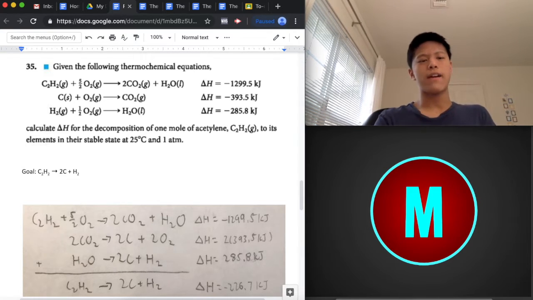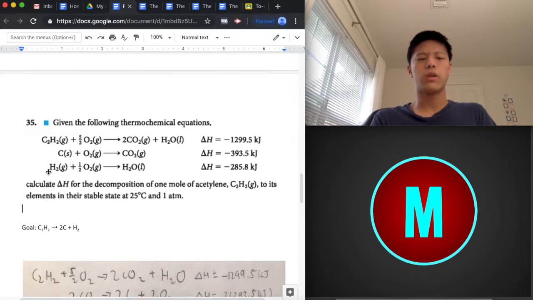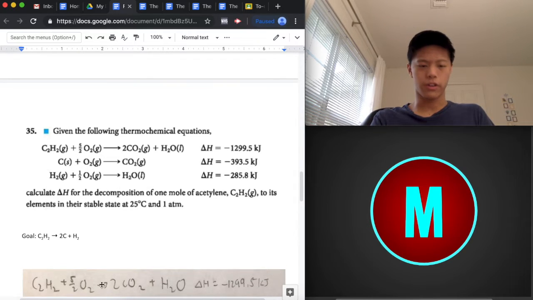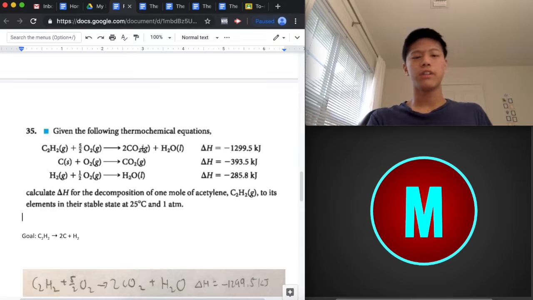So knowing that you have to start with C2H2, the first equation that you probably want to start with is this one, which has C2H2 on the left. So you're going to write that over here, this whole equation out here. So now you know that you have 2CO2 and H2O.